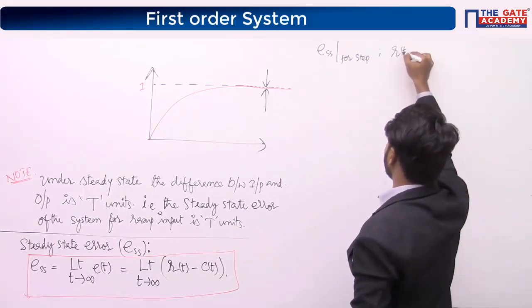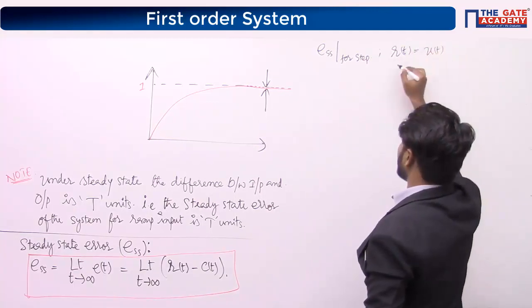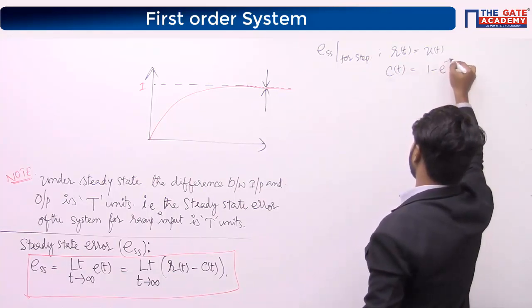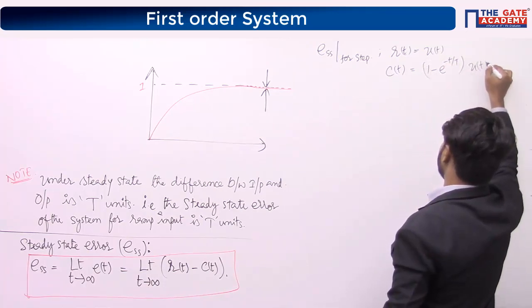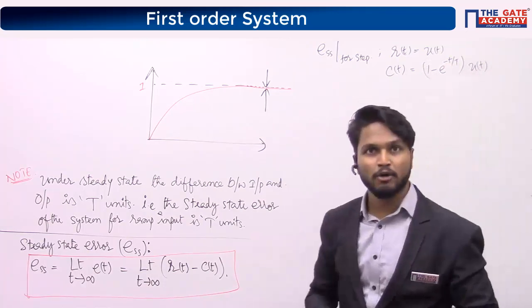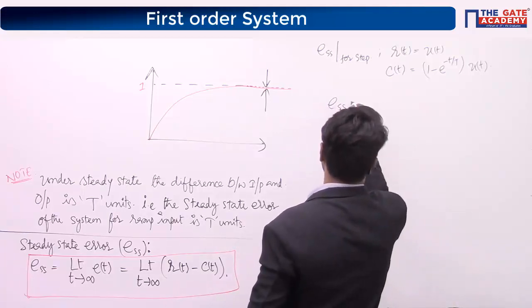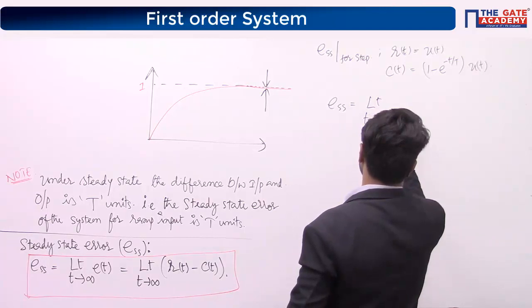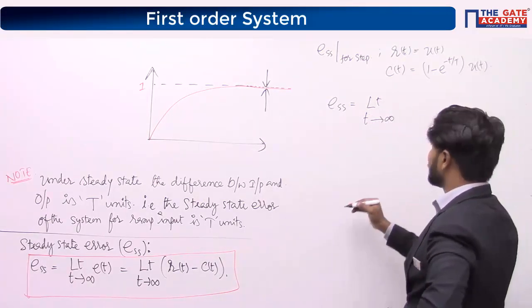R of t is what? R of t is u of t. What about C of t? C of t is (1 minus e power minus t by capital T) multiplied by u of t. For a step response, this is what you got, right? Therefore, calculate ESS. ESS is equal to limit t approaches infinity of R of t minus C of t.